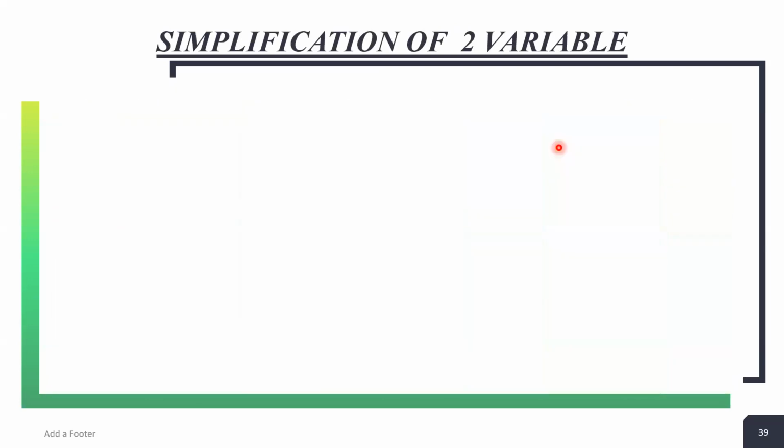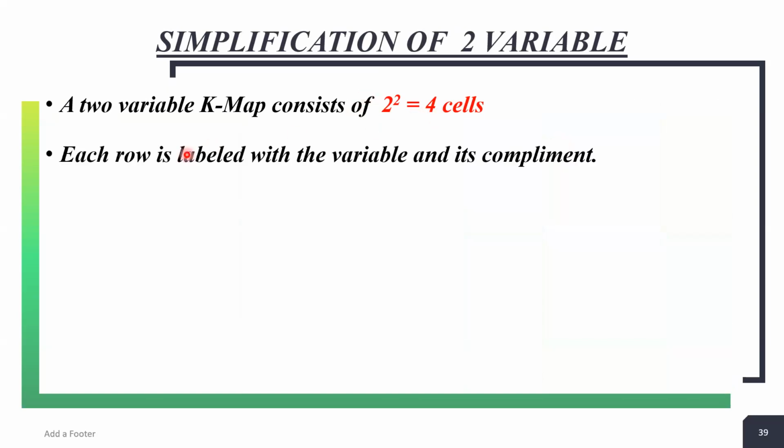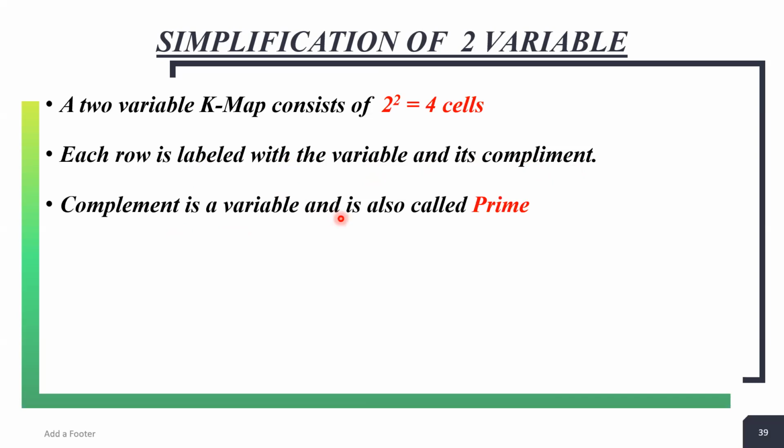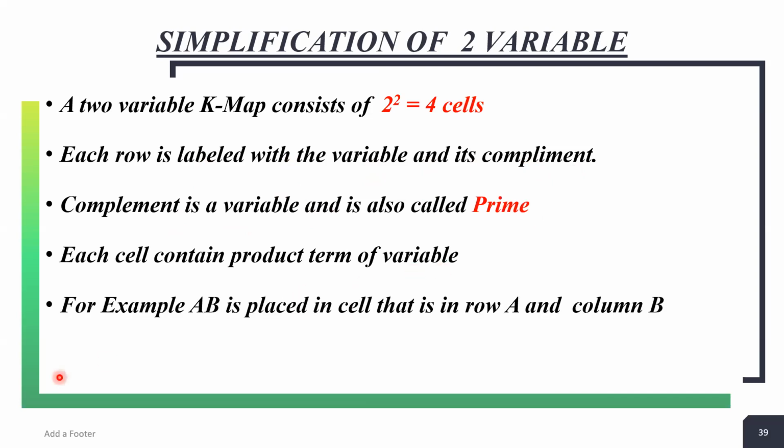Simplification of two variables has a rule. A two-variable K-map consists of 4 cells. Each row is labeled with a variable and its complement. Suppose variable A, then A complement must also be taken. The complement of a variable is called prime. Each cell contains a product term of the variables. For example, AB is placed in the cell that is in row A and column B.